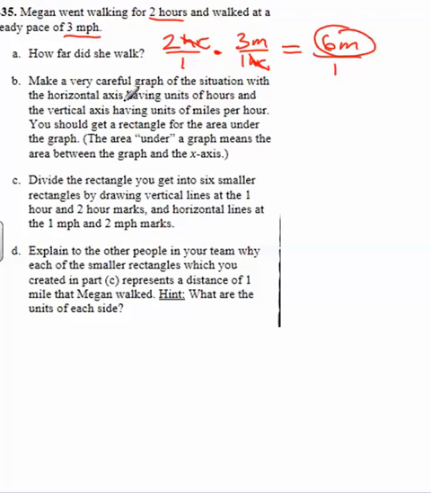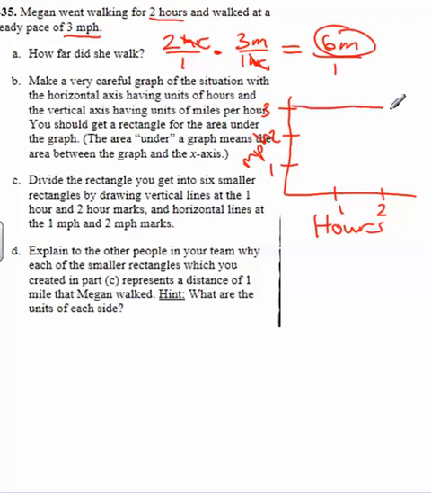So part B says make a very careful graph of this situation. So here's a couple of axes. We're going to label the horizontal axis in hours, and this is going to be miles per hour. So we had 1 hour, 2 hours in our trip, and then here's 1, 2, 3 miles per hour. 1, 2, 3. So if we take a look at all of that, what's the area of this? Well, 6. 2 times 3 is 6.